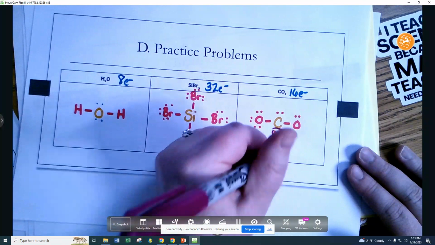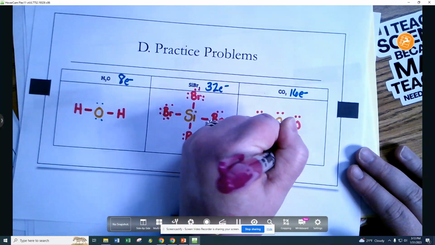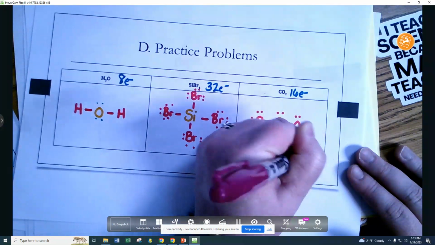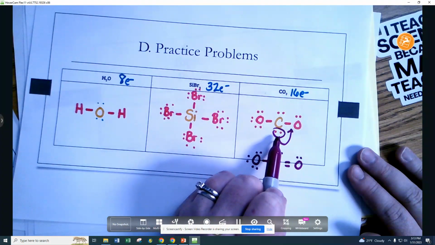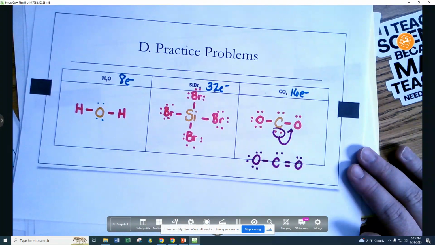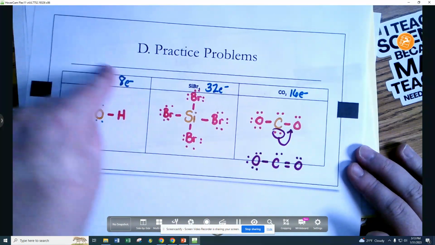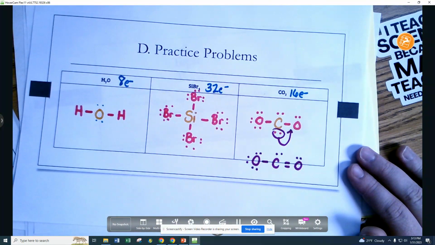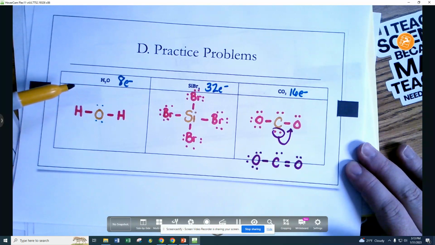So when I go to redraw the structure, this is what I end up with. The big thing to remember with the double bond is you take from the one that is complete and share with the one that's incomplete. So when you look at a Lewis structure, you can predict the overall polarity, and that again does not involve electronegativity. You only use electronegativities when you want to look at a specific bond within a molecule.